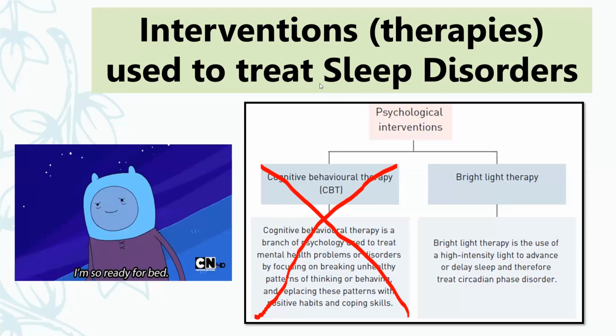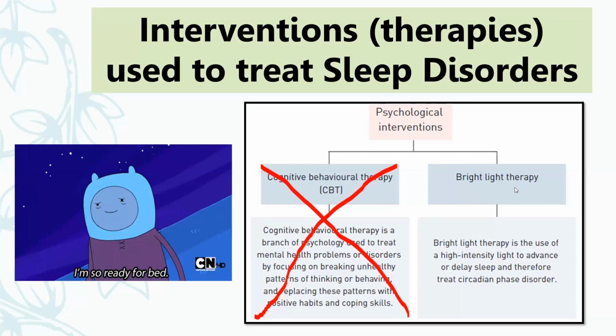Okay, so what are the different types of therapies? Now, usually we learn two of these, and the two that we usually learn are cognitive behavioral therapy and bright light therapy. Now, we're not actually doing cognitive behavioral therapy anymore, which is why I've crossed it out, because VCAA have actually removed it from chapter 10. We will learn about CBT with reference to phobias when we do chapter 13, but with reference to sleep, we are no longer studying CBT. So the only intervention left in the study design for this year is bright light therapy. So that's what we're going to be covering today.